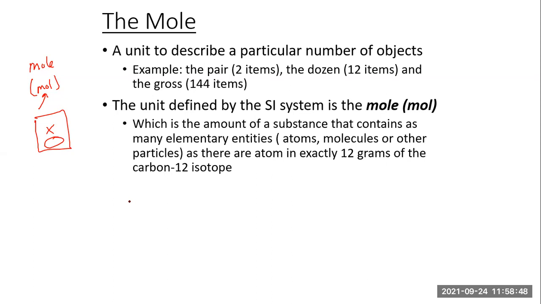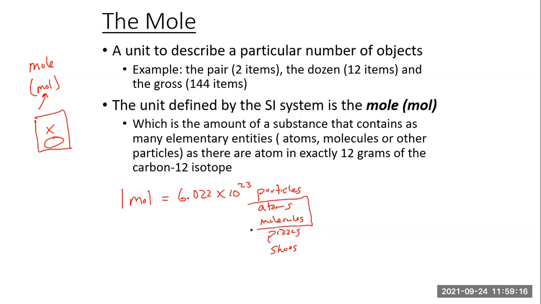Now, what that means is 1 mole of anything will have exactly 6.022 times 10 to the 23. And the units do change. The units of this could be particles, atoms, molecules, pizzas, shoes, could be anything. But for us, for the most part, we will use the number with these 2 units. Atoms or molecules are most common. This number here is, as we will see, what is referred to as Avogadro's number.